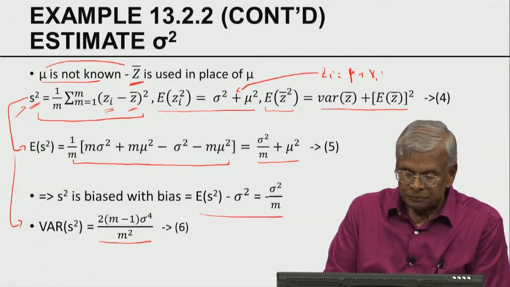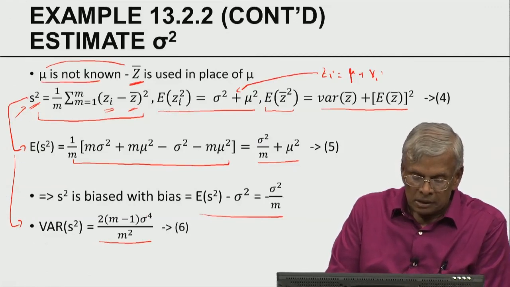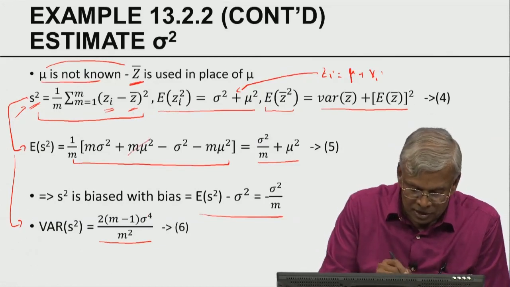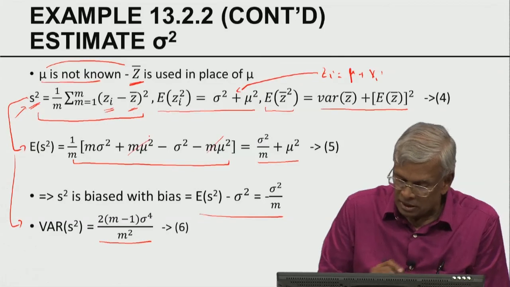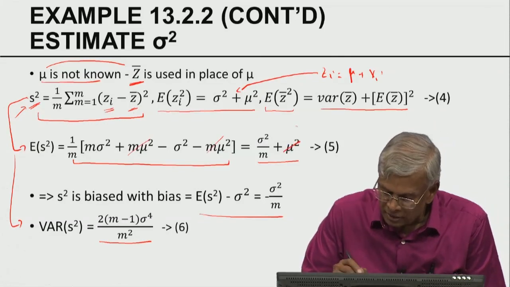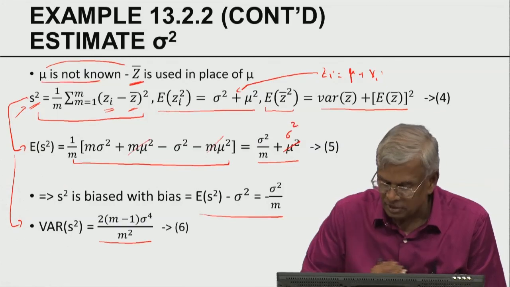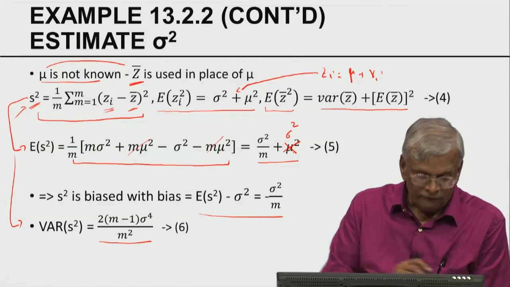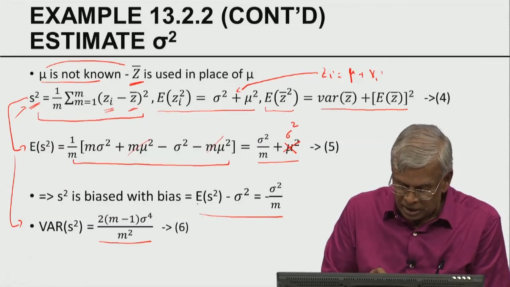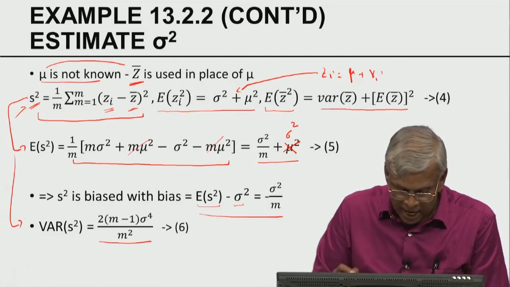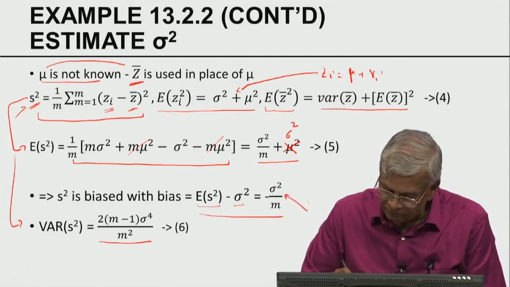I think there's an error here. So this will get cancelled with this, that's correct. So this must be sigma square, sorry, this must be sigma square, that is correct, that's right, sorry for the error. That is sigma square. Therefore, if you consider E of S square minus sigma square, that is equal to minus sigma square by m, and please remember that that's the bias.